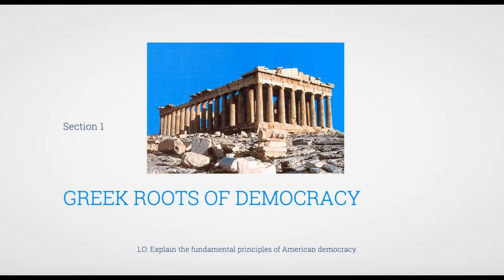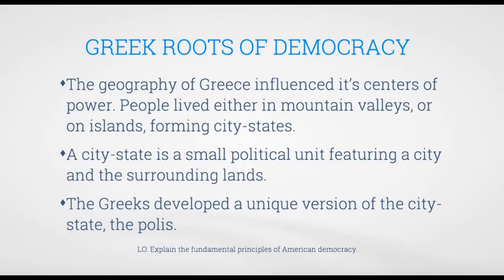Now we move into section 1 and look at the Greek roots of democracy. The geography of Greece influenced its centers of power. People lived either in mountain valleys or on islands, forming city-states. A city-state is a small political unit featuring a city and the surrounding lands. The Greeks developed a unique version of the city-state called the polis.